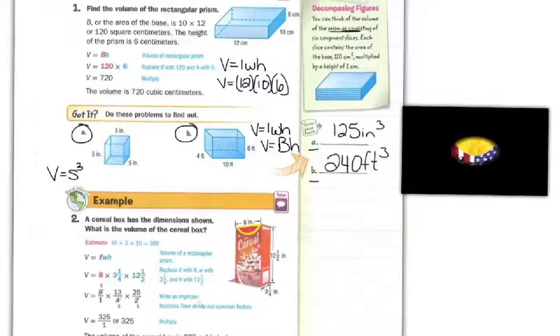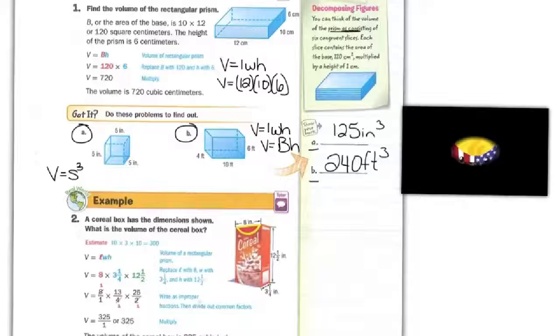Okay, let's look at example number 2. Here we have a cereal box that has the dimensions that are shown, 3 1/4 inch, 12 1/2, and 8 inches. What is the volume of the cereal box? Okay, so we would want to use length times width times height.